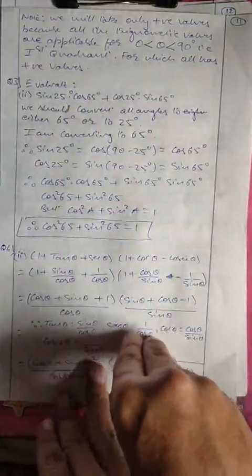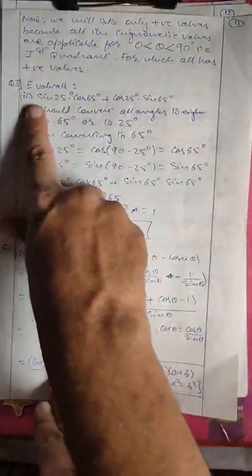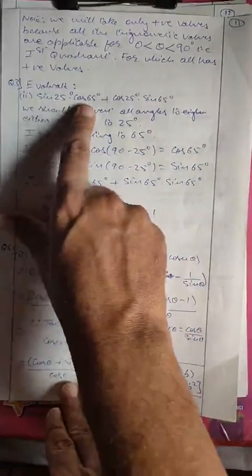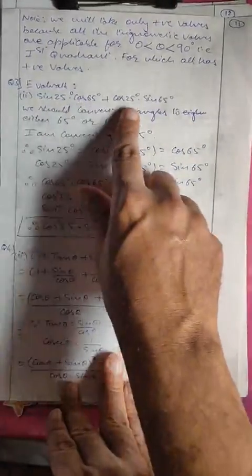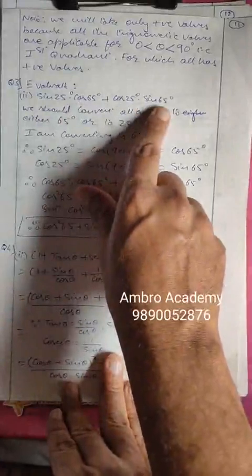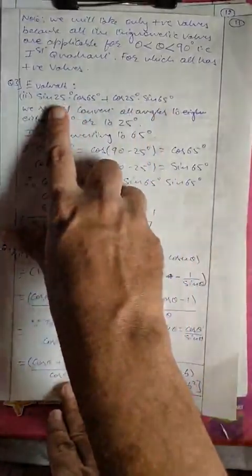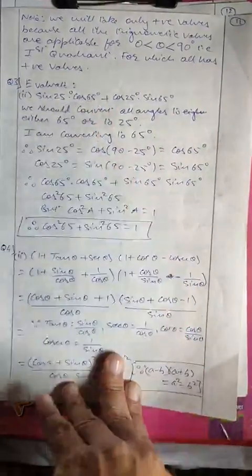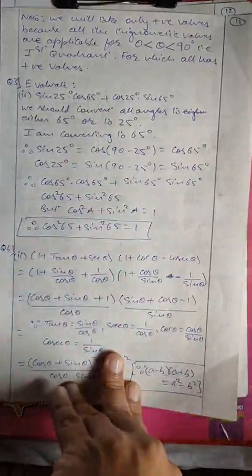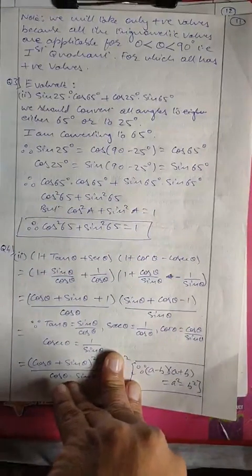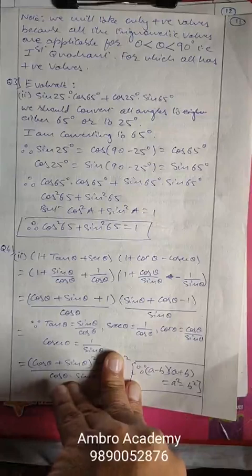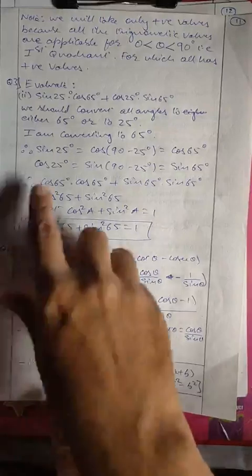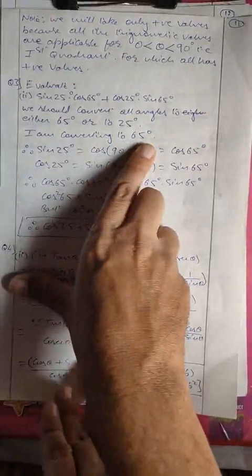Now I am solving question number 3. Evaluate. Question number 3, second part: sin 25 degrees into cos 65 degrees plus cos 25 degrees into sin 65 degrees. So first either convert 25 degrees to 65 degrees or convert 65 degrees to 25 degrees. Please take care that when you are converting 25 to 65, you need to convert on all sides, or if you are converting 65 to 25, then all 65 degrees should be converted to 25 degrees. So I am converting to 65 degrees.